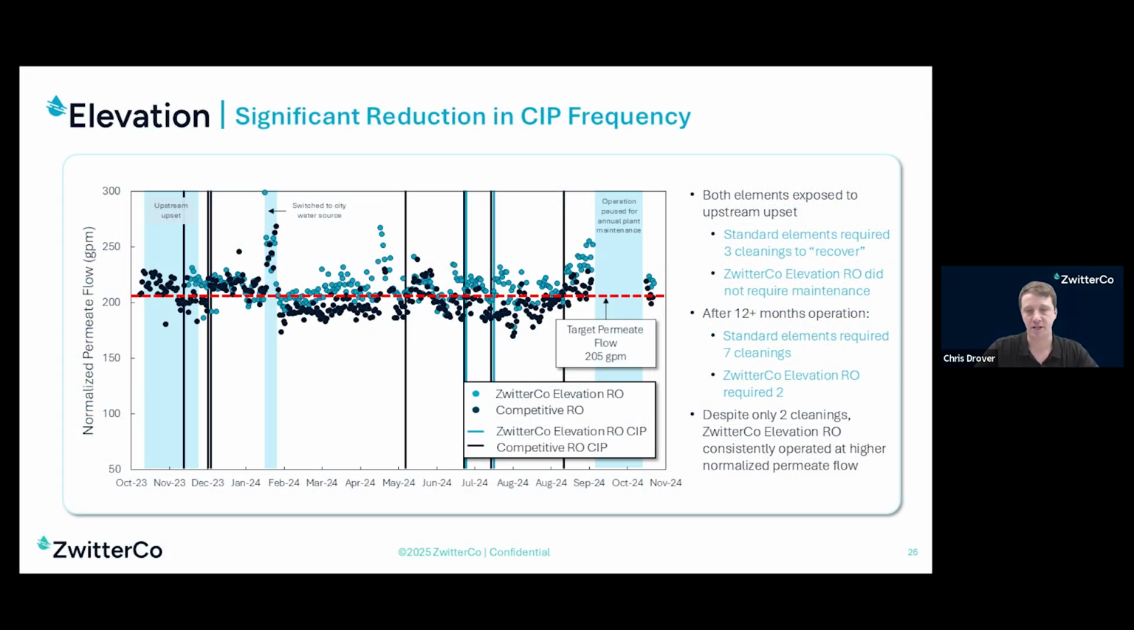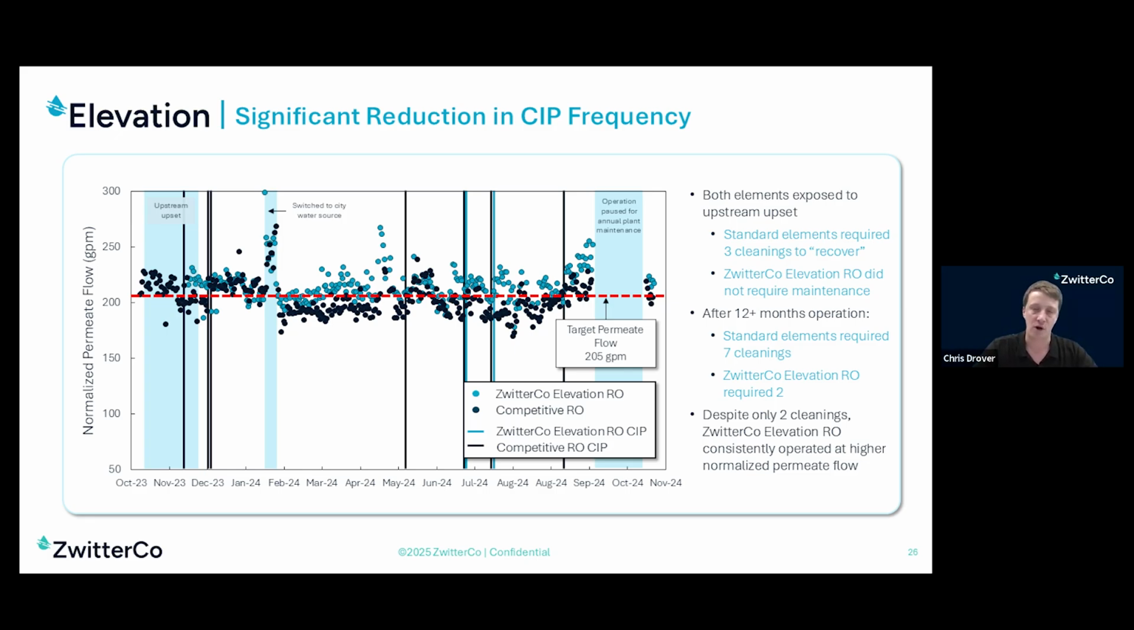This is some of the plant operating data, and there's a couple things to unpack here. You see the ZwitterCo Elevation data is in the light blue. This is a site, like many, where the control system has to maintain a certain flow rate. So unlike the lab data we looked at before, you don't see a flux drop-off. What you do see is a change in the normalized permeate flow. What this means is, after we adjust that permeate flow for the operating pressure and the other conditions, how much bang you're getting for your buck out of that membrane. You can see that on average, these Elevation RO membranes were operating at a higher normalized flow.